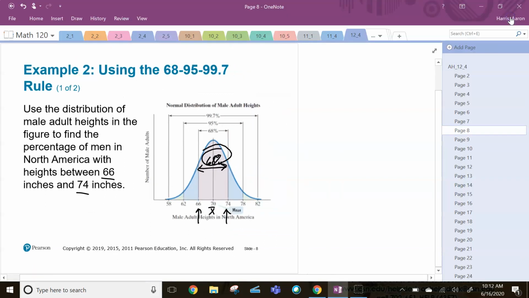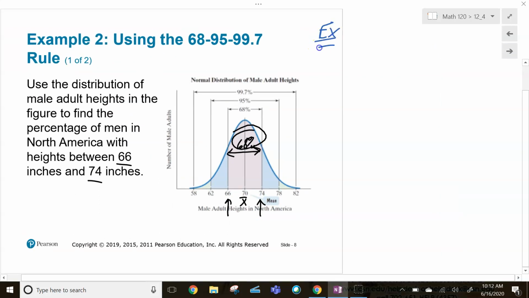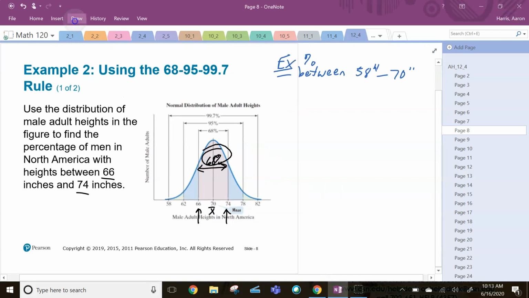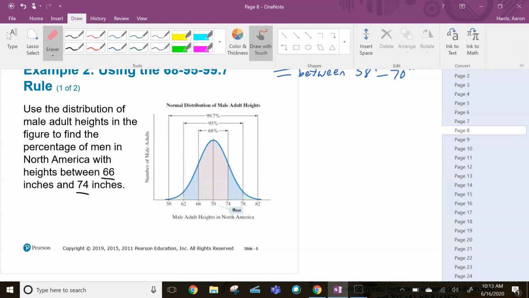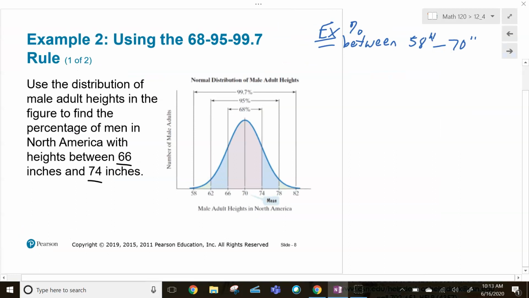Let's do a different one. What if I was to ask you the percent that are between about 58 inches and 70 inches. So 4'10" to 5'10". Okay, so what you want to do is you want to use your 68, 95, 99.7 rule again. So we know 68% are between there and there.